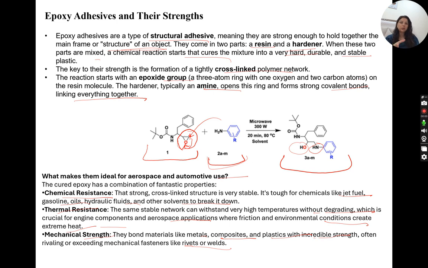And I hope you got the reactions also, like the resin and the hardener. If you mix them together, the reaction starts and the epoxy forms. Whenever we need such a system, we can form these adhesives at that time and use them at a place where we need the required chemical, thermal, and mechanical strength. So I hope the topic of epoxy is clear to everyone.